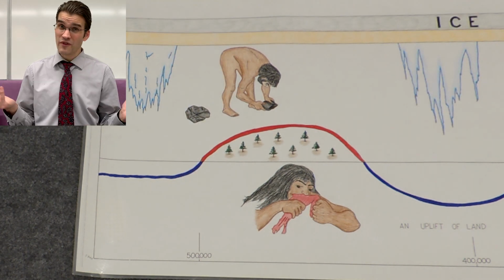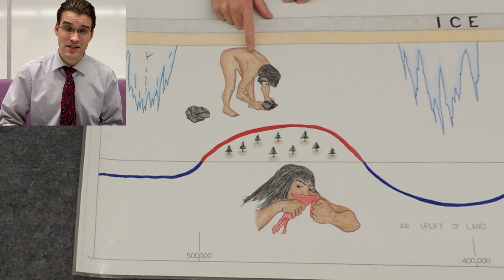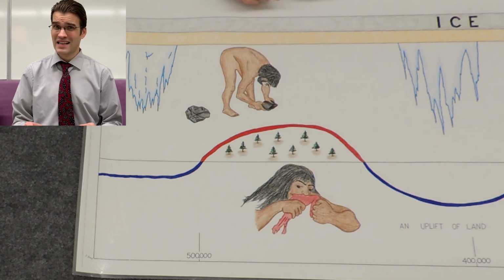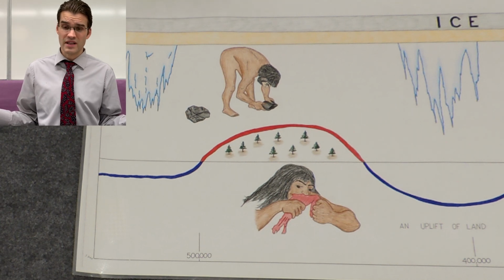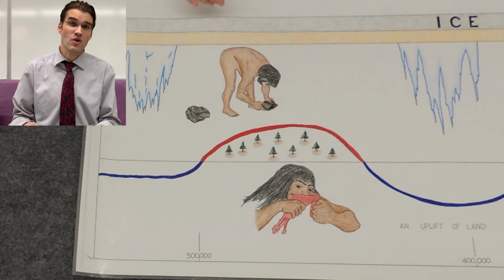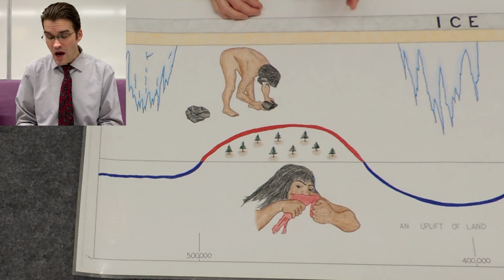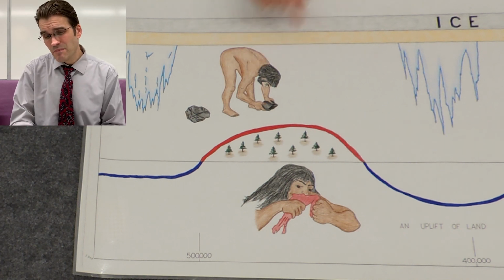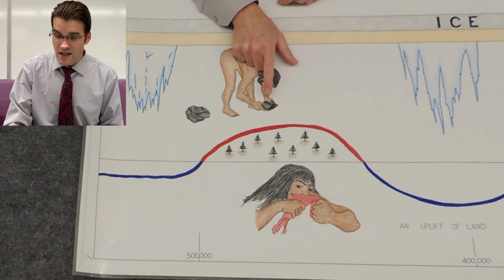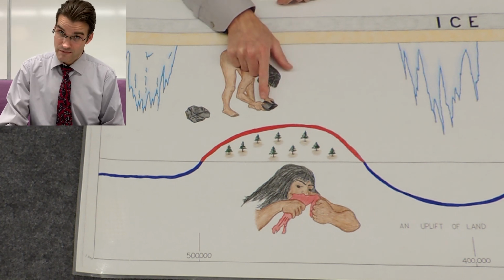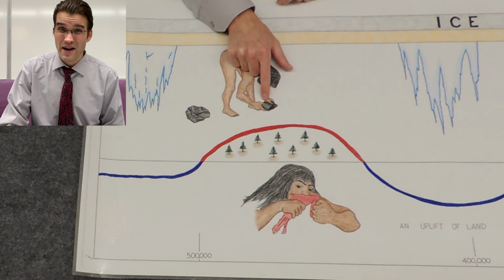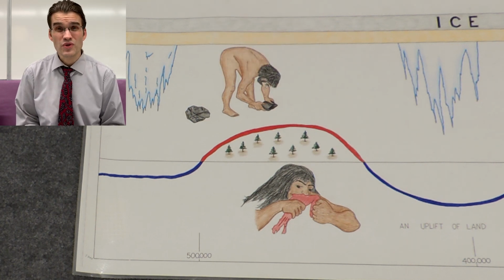Now, one of the first things you might notice is this human right here. This human doesn't have any clothes on. Well, at this time, humans didn't wear clothes. They didn't know how to make them. They didn't know they needed them or that they would help. But what this human in particular is doing is something very, very important. This human is picking up a rock, and they're going to use it as a tool.